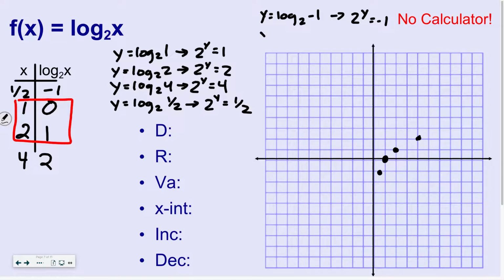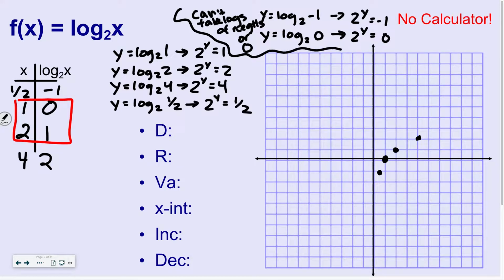And I also can't do y equals log base 2 of 0. That's asking the question 2 to what exponent equals 0? Will I ever be able to put in an exponent and get 0? No, that's what we talked about yesterday. That's why we have a horizontal asymptote for an exponential function. Because it always flips and you have 1 over something. So we can't do logs of negative numbers or 0. So just as a side note, kind of be aware of that.